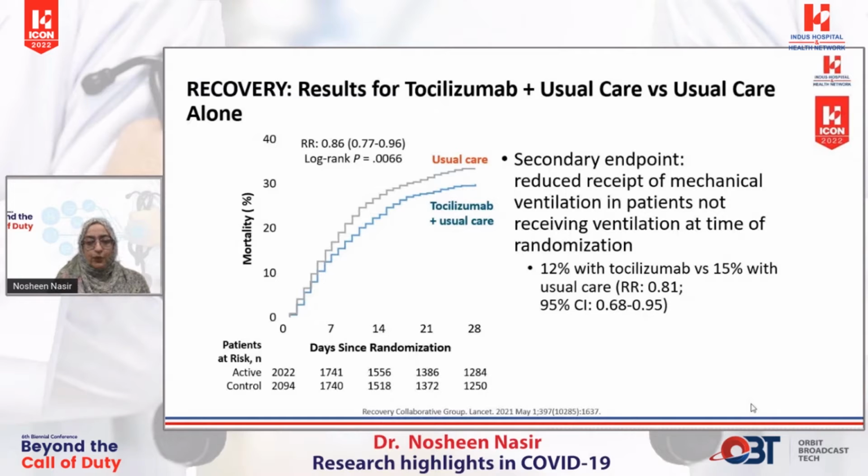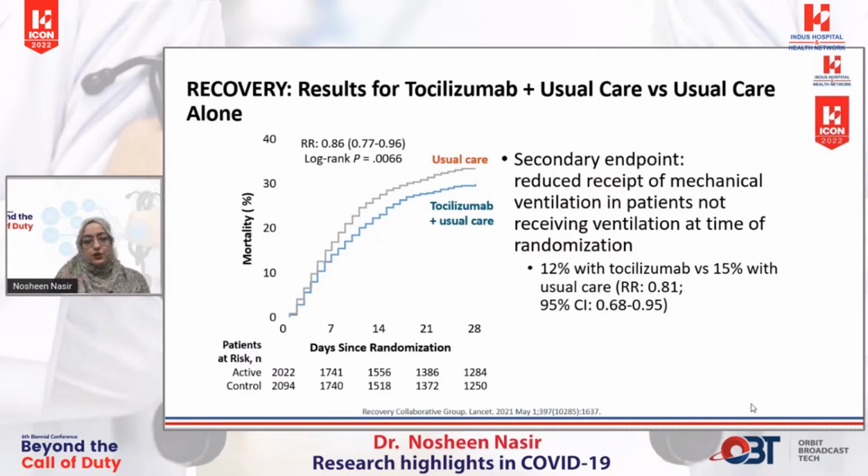And in their secondary endpoints, there was reduced receipt of mechanical ventilation in patients who were not receiving ventilation at the time of randomization. So this trial, because of its massive sample size, introduced tocilizumab as part of the standard of care in guidelines for COVID-19 across the world.